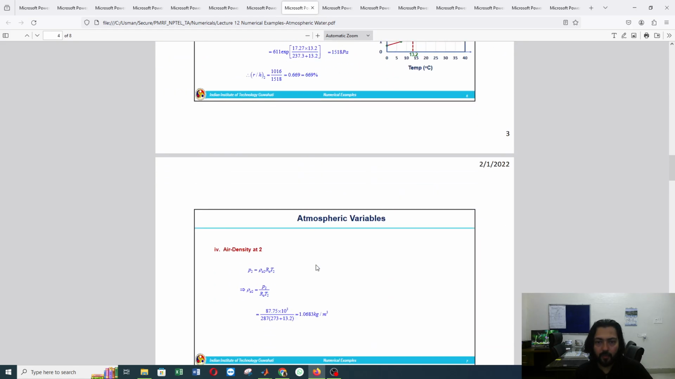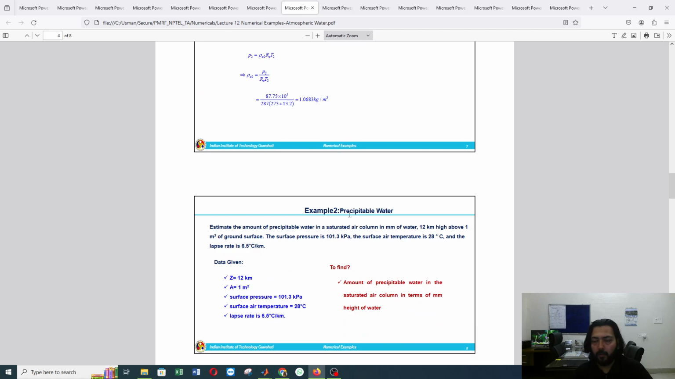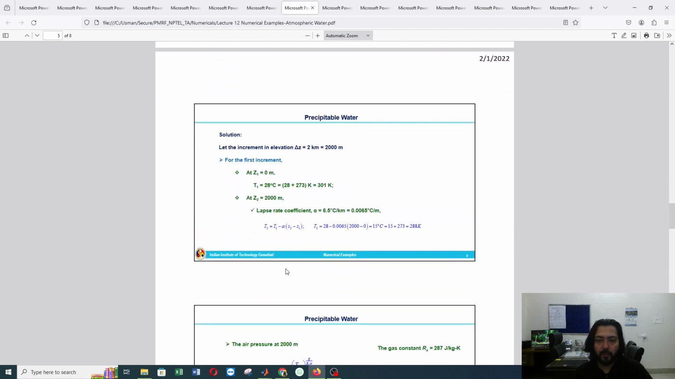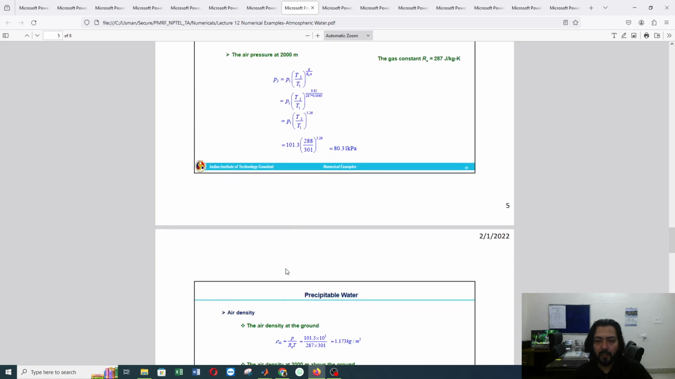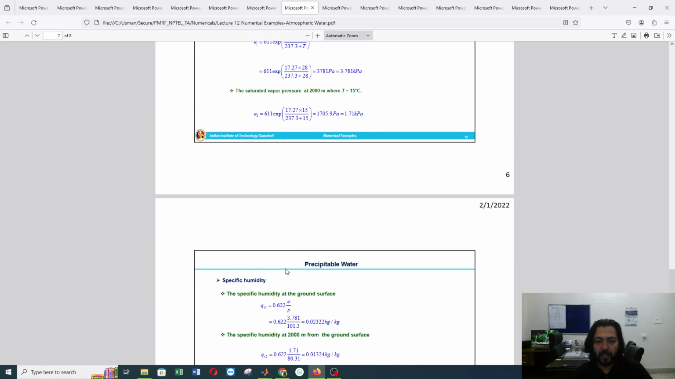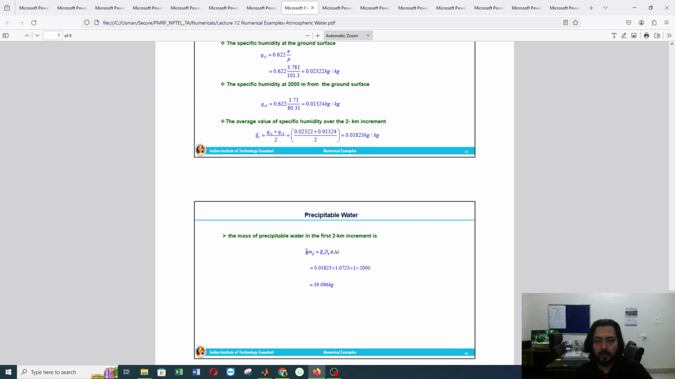Then we have seen a numerical based on how to calculate the amount of precipitable water. We have to remember the equation to calculate it. That equation is QV average into rho A average into area multiplied by delta Z. The important thing here to calculate is QV average and rho A average. QV average means specific humidity average.